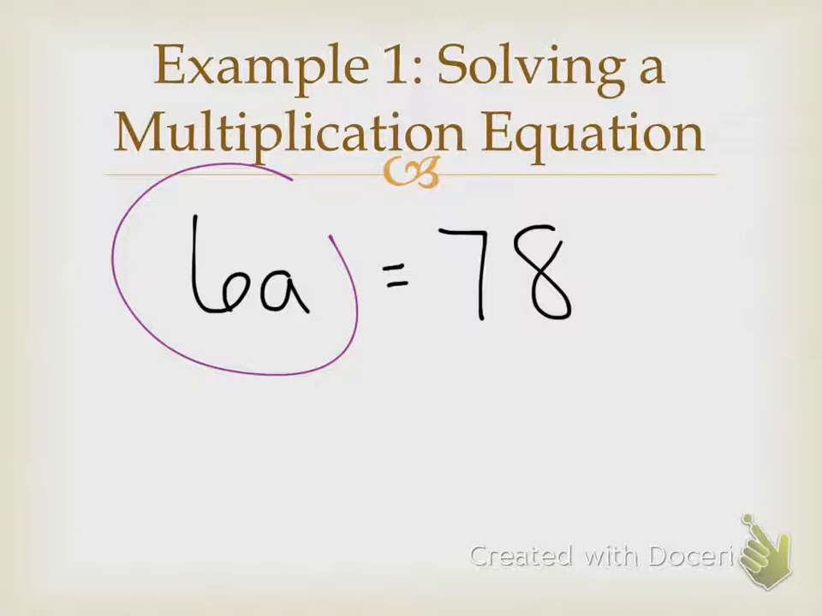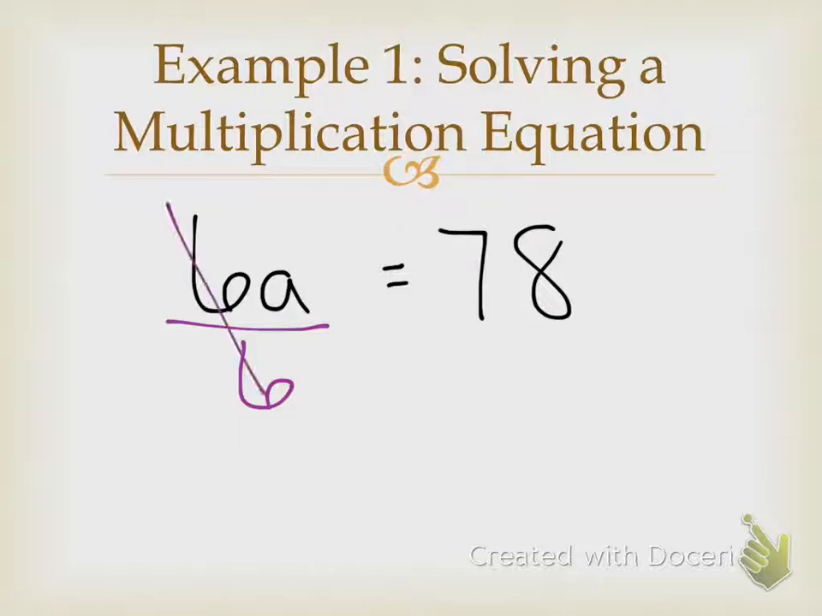Anytime you see a number and a variable next to each other, you say, well, I didn't see parentheses. We don't use parentheses. Anytime you see a number and a variable together, it means multiplication. What's the opposite of multiplication? Division. So to get this variable by itself, I have to divide by whatever number is attached to it. Does everybody agree that 6 divided by 6 is 1? Yes.